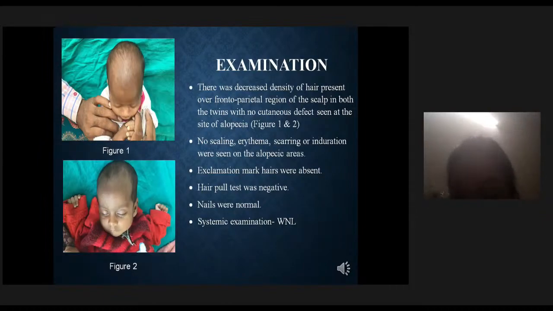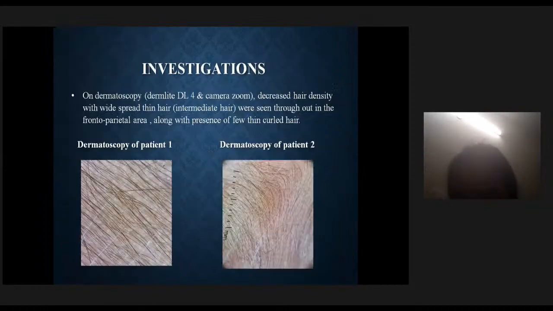On examination, there was decreased density of hair over the frontoparietal region of the scalp in both the twins, with no cutaneous defect seen at the site of alopecia. There was no scaling, erythema, scarring, or induration on the alopecic areas. Exclamation mark hairs were absent. Hair pull test was negative. Nails were normal. Other systemic examination was within normal limits.